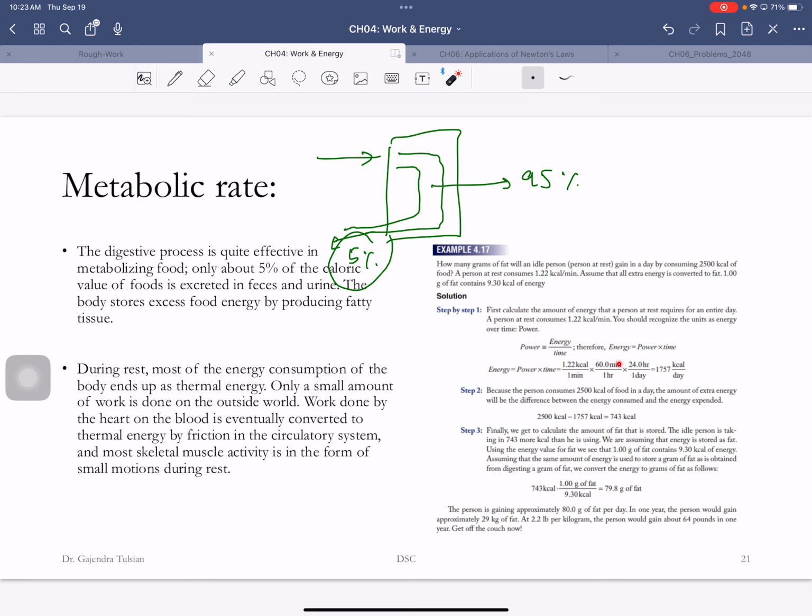And again, you just have to. So if I'm consuming 2,500 calories, and I sit on the couch all day long, this is my metabolic rate, 1.22 kilocalories per day. And this is for probably a standard person. So this is my basal metabolic rate.